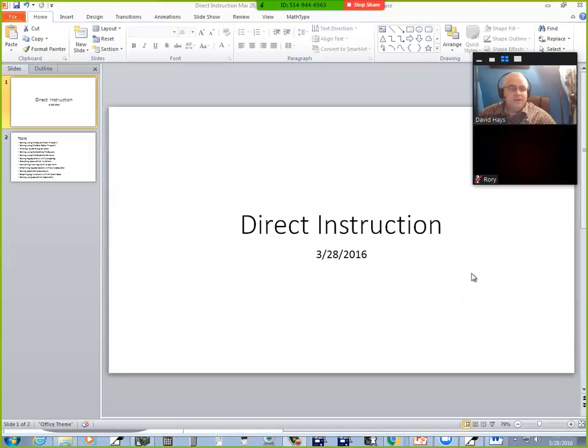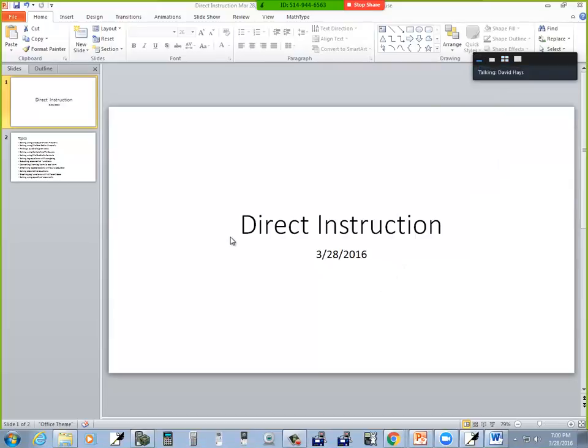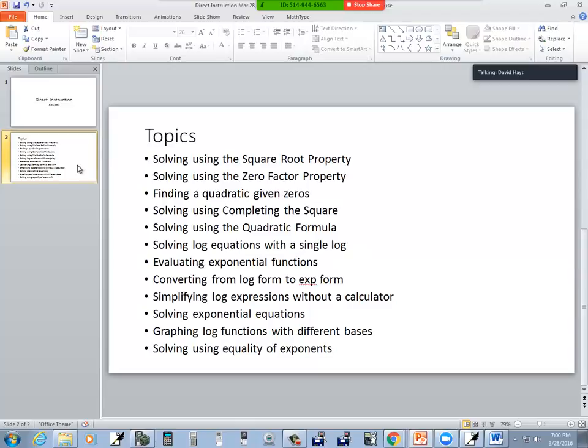I guess we'll go ahead and start. This is the direct instruction for March 28th. And these will be our topics we'll go over. Now the first one is solving using the square root property.